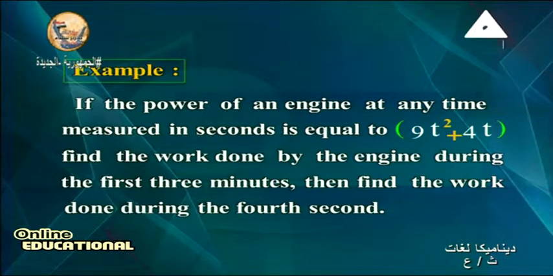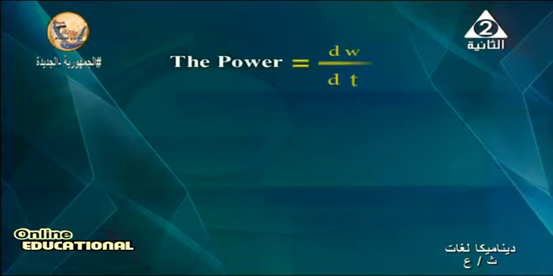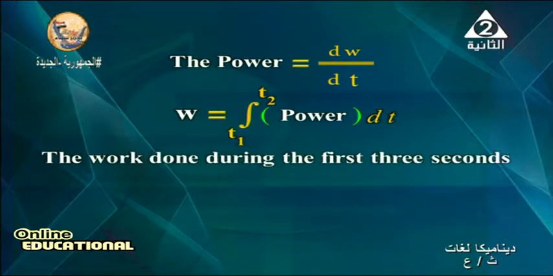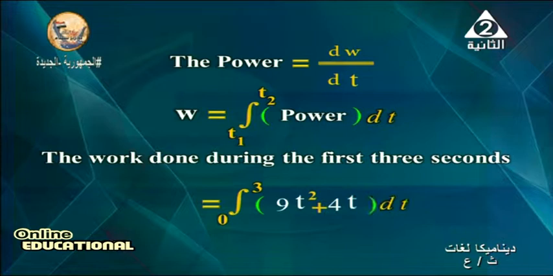Now, the power equals dW/dt, the derivative of the work with respect to time. Then, the work equals the integration of power dt from T1 to T2. The work done during the first 3 seconds, or from t equals 0 to t equals 3, is the integration of 9t power 2 plus 4t dt from 0 to 3.